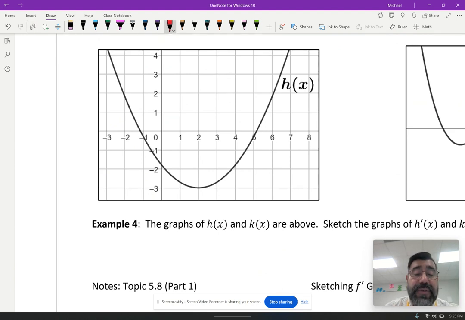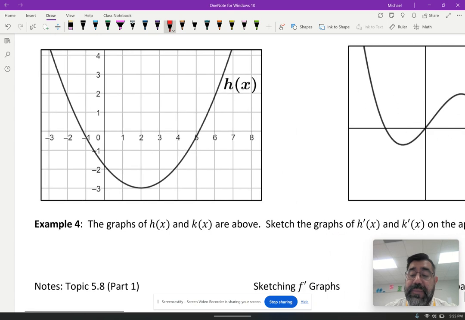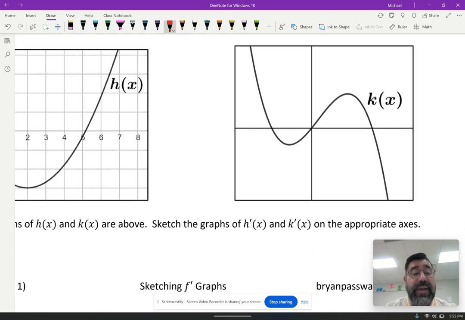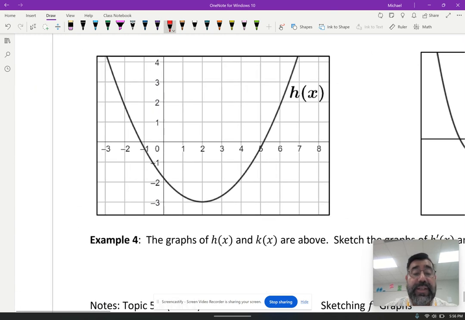So let's go back over here and see what we're looking for. I'm looking at the original function h of x. We are supposed to sketch the graphs of h prime for this graph and k prime for this graph on the appropriate axes. Okay, so let's think about what we said. Can we find any horizontal tangents? Well, there's a horizontal tangent right here at x equals 2. So therefore, my derivative has to have an x-intercept at 2.